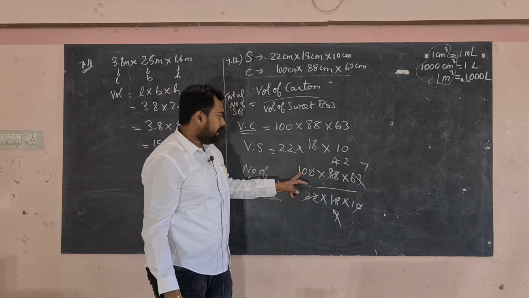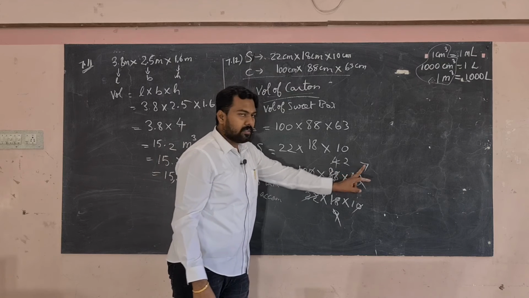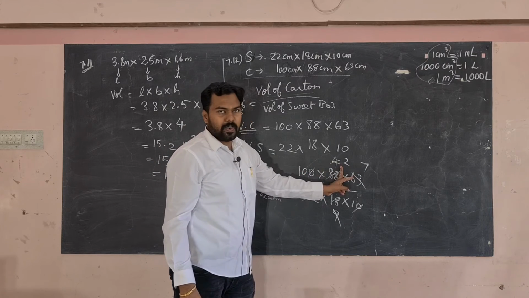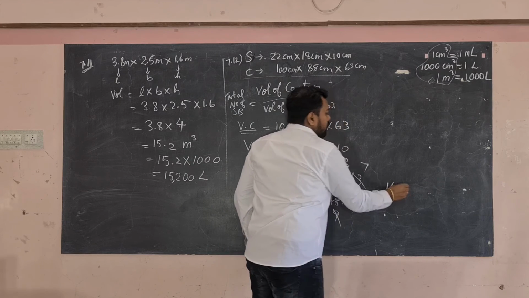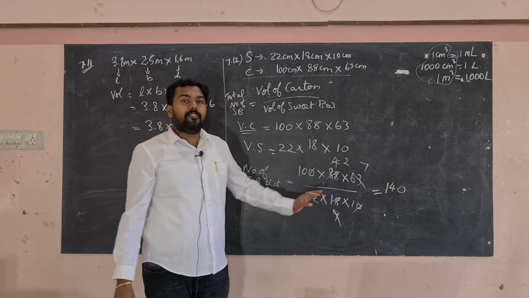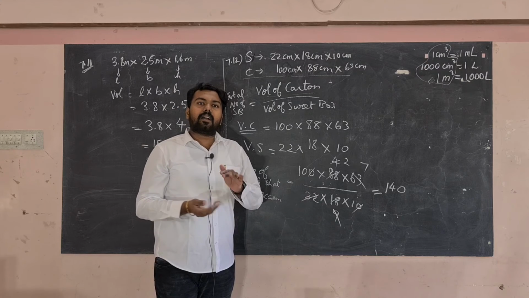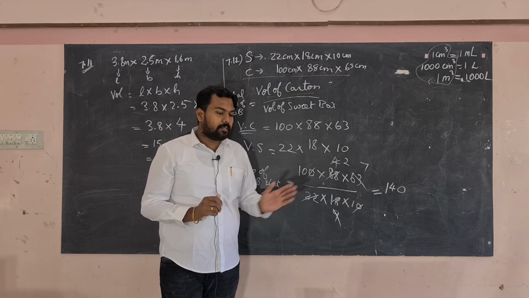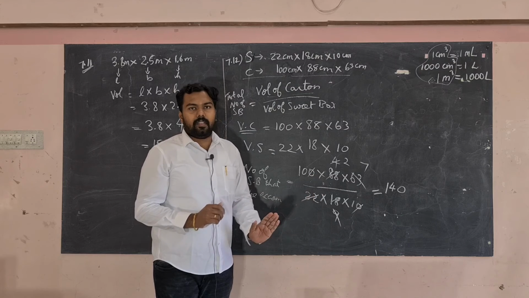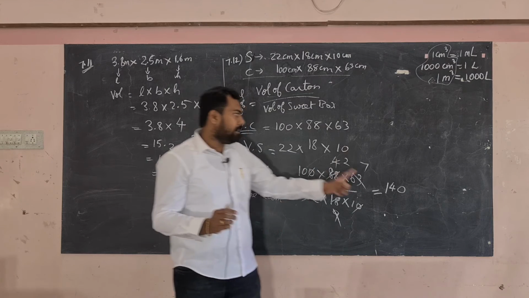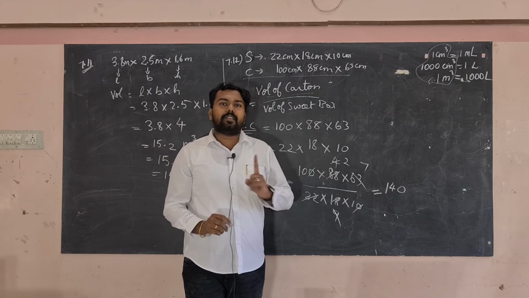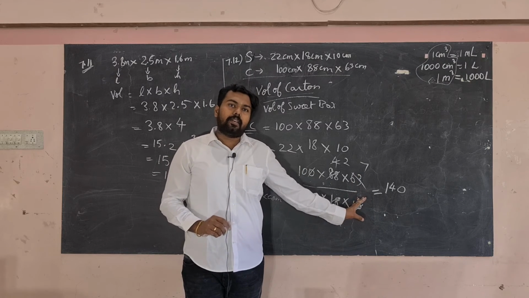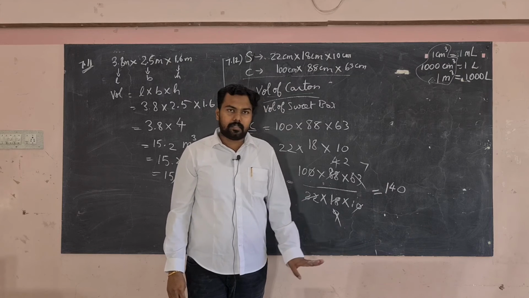So what is remaining? 10, ingo or 2, ingo or 7. So 10 into 2 is 20, 20 into 7 is 140. So a total of 140 sweet box can be accommodated in the carton. Okay, so the answer is 140. Numbers, inga vandu centimeter, meter la answer eludakudadu. Idu ethana sweet box nu ketranga, so it is a number, there is no unit. Okay, so 140 numbers.